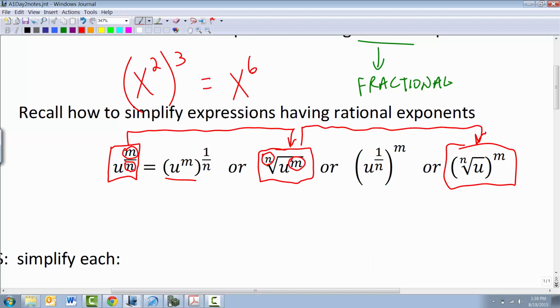What do you do with a power raised to a power? You multiply them. Well, that's all this shows. This shows this rule, pulling the fractional part of the exponent out through the multiplication rule of exponents.